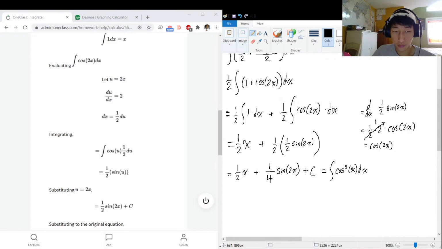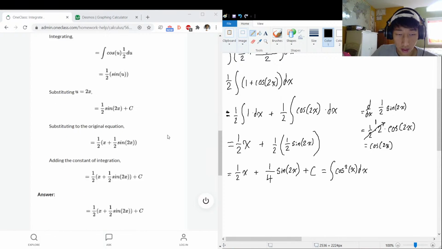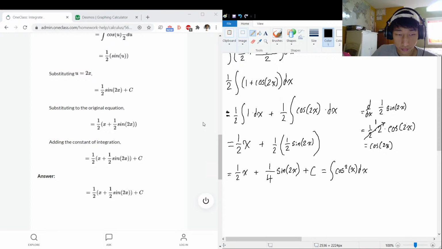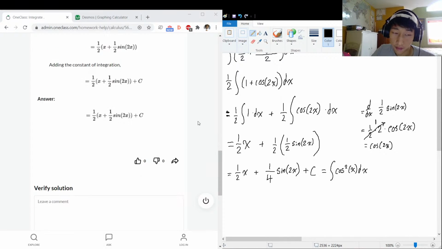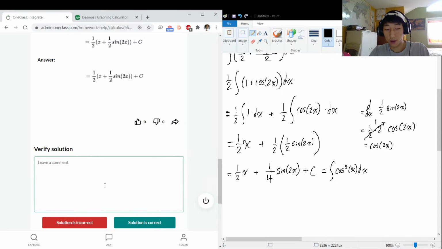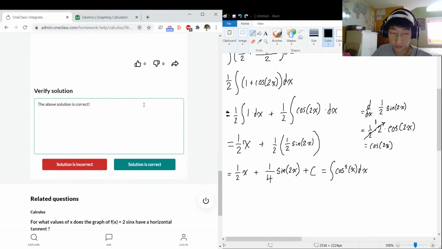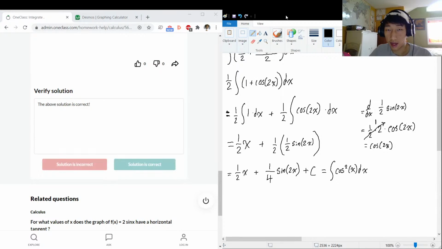dx. Looks good. And I guess with their answer, they factored out 1/2 from here, but it really means the same thing. So verify solution. We know that the above solution is correct. Awesome. So we can move on to the next question that we have on the menu.